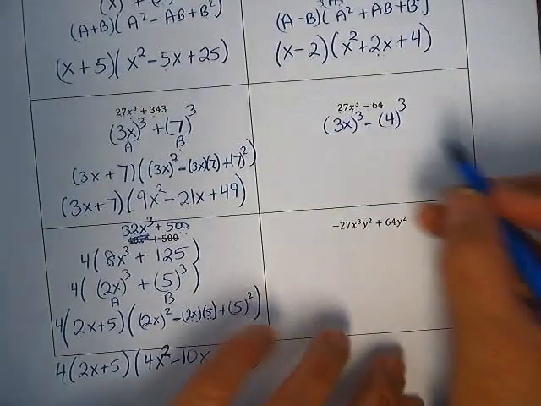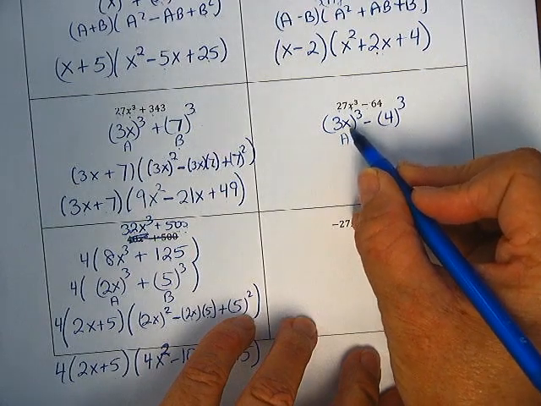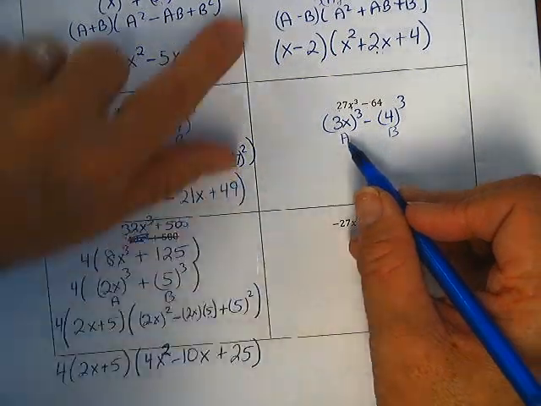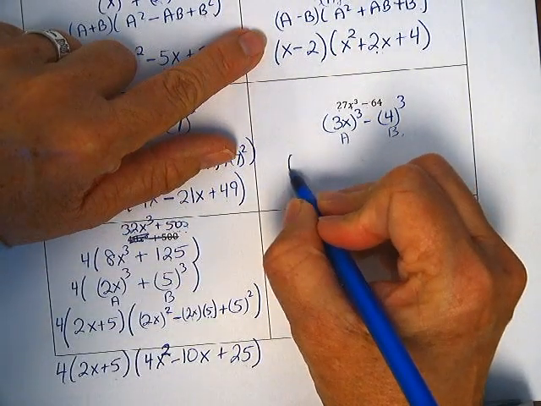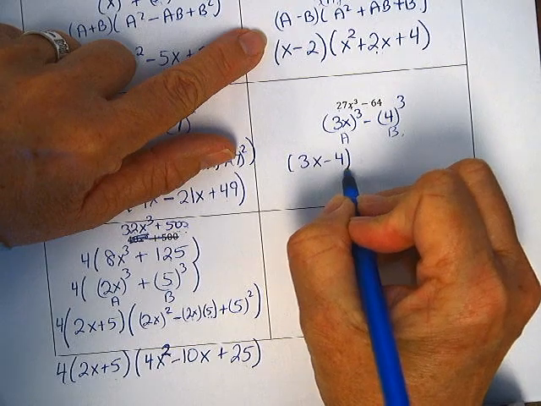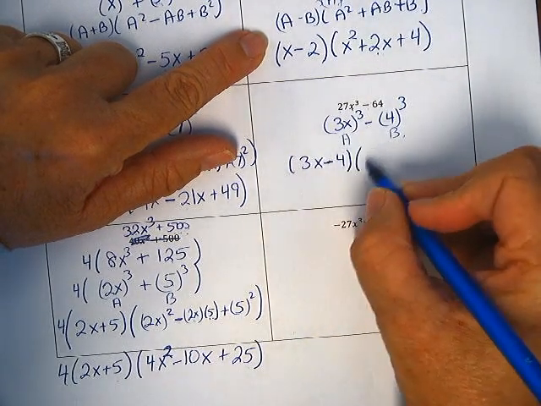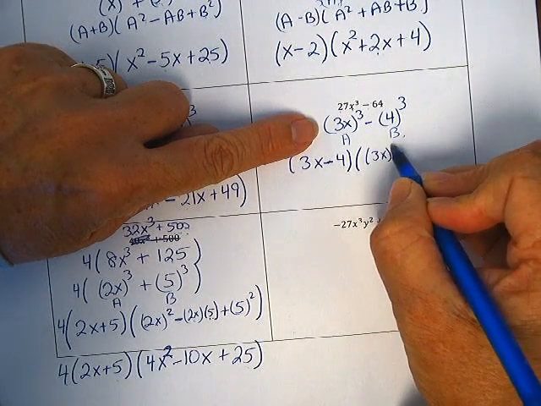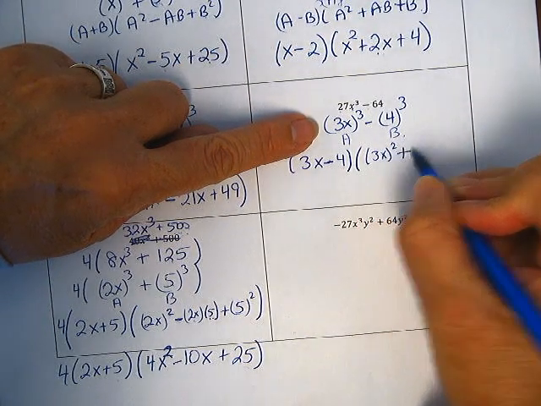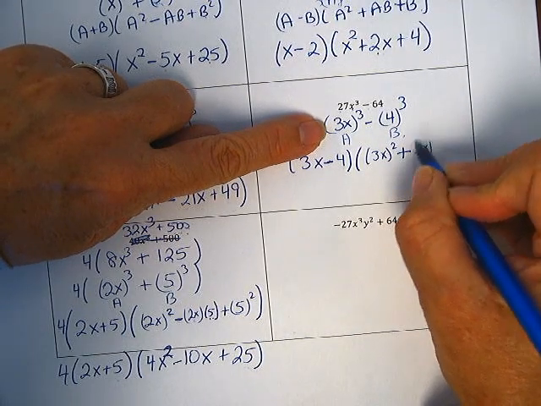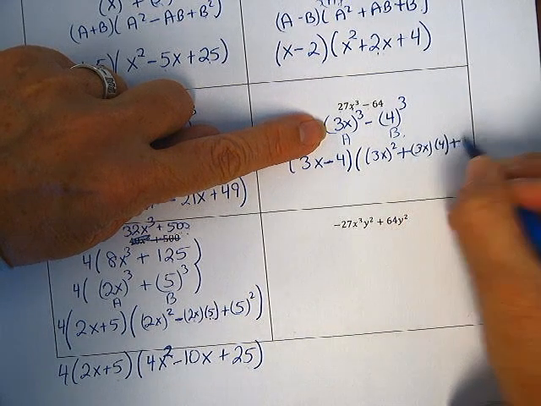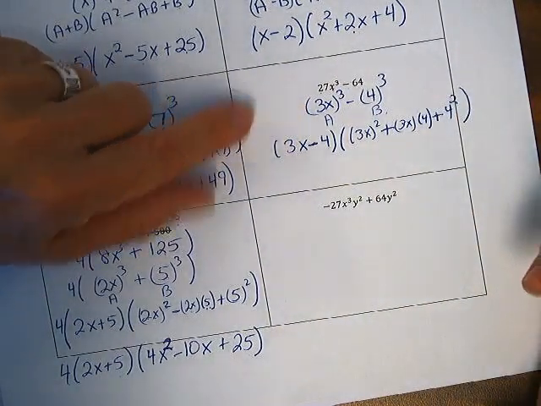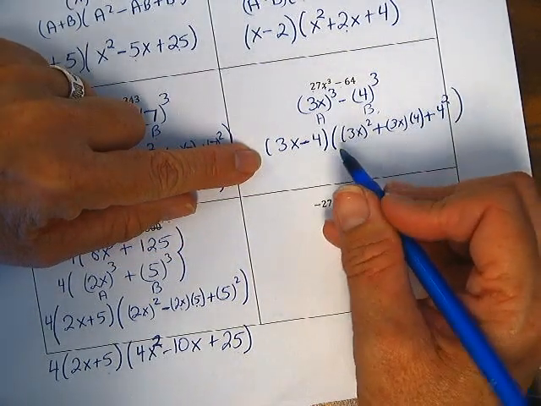And again, remember we're doing this simply so we know what is represented by A and what is represented by B in our formula. So we want A minus B. So that's going to be 3x minus 4 multiplied by A squared. So again, 3x squared plus A times B. So 3x multiplied by 4 plus B squared. So 4 squared. And the last step then, we can't leave it just like this. We have to simplify it.